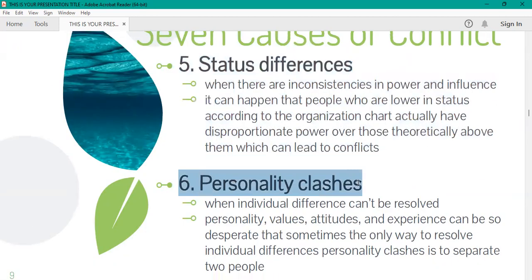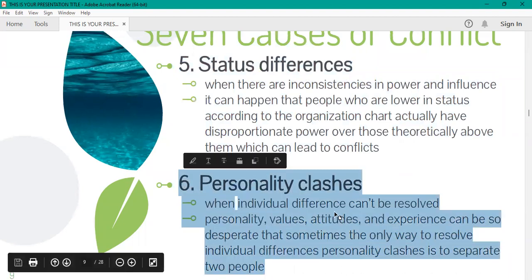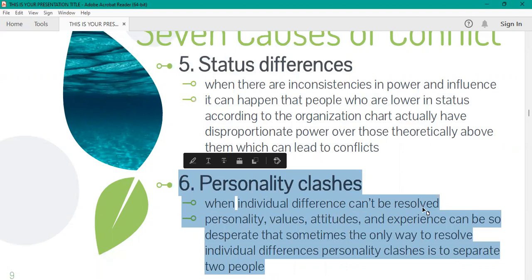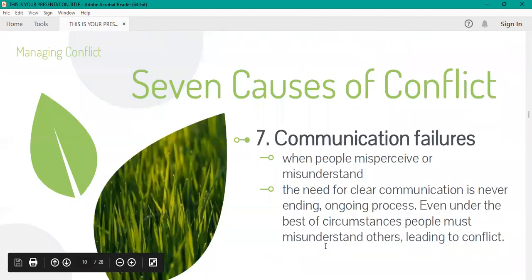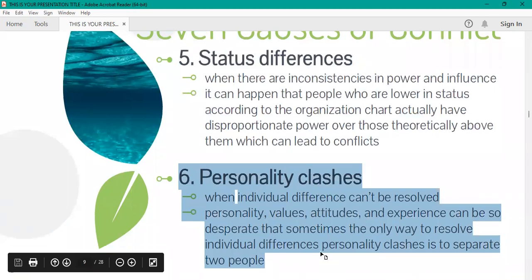Next would be personality clashes. This is where people fight based on personality, attitude, personal matters. So personality, values, attitudes, and experience can be so disparate that sometimes the only way to resolve individual differences is through separation, to avoid personality clashes.